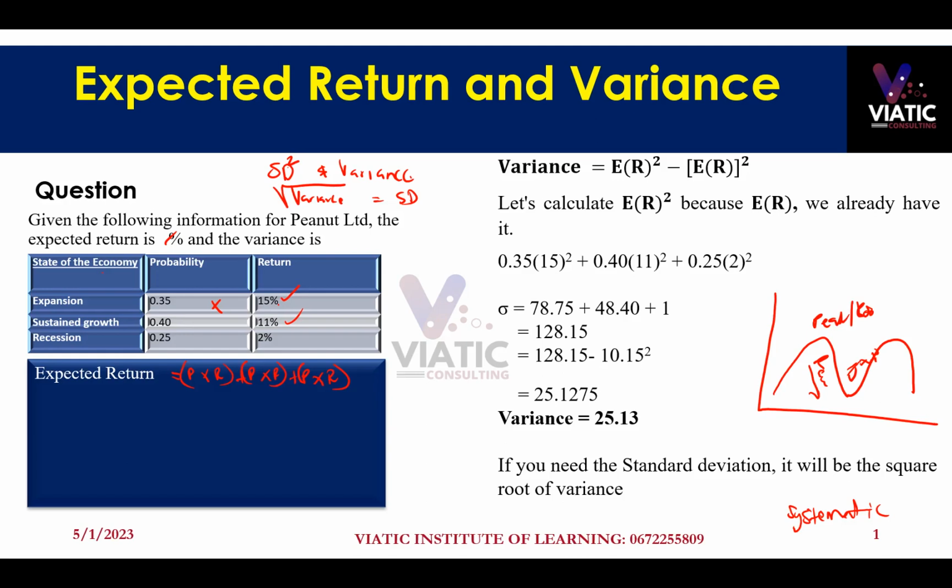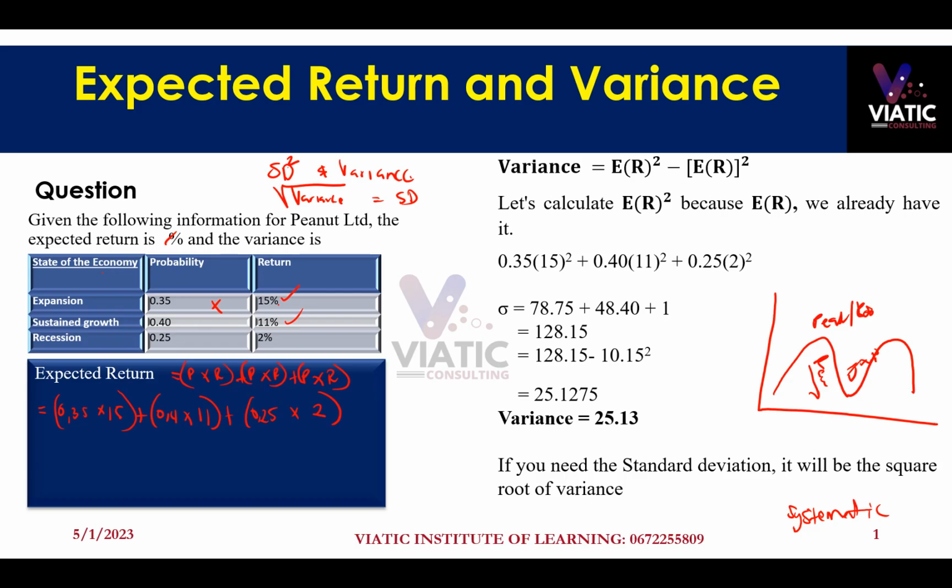And the formula for expected return is probability multiplied by return. So if you come here, we're saying the probability is 0.35 multiplied by return of 15, right? We close the bracket, plus probability 0.4 multiplied by return 11%, plus probability 0.25 multiplied by return, which is 2%. Then let me calculate it and we go together.